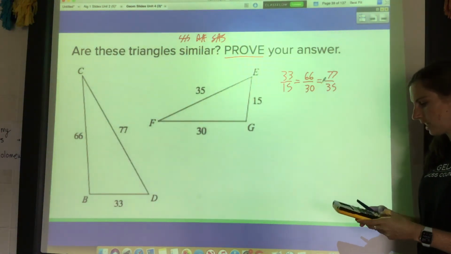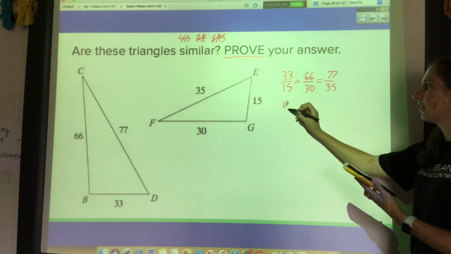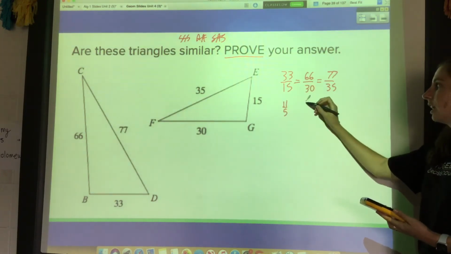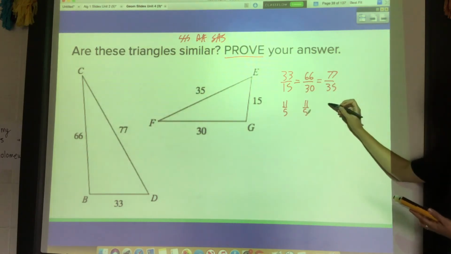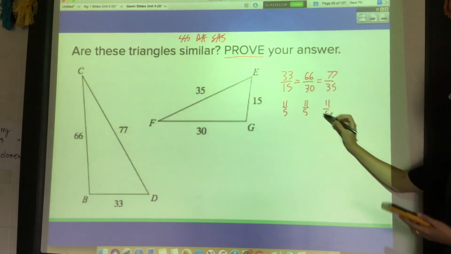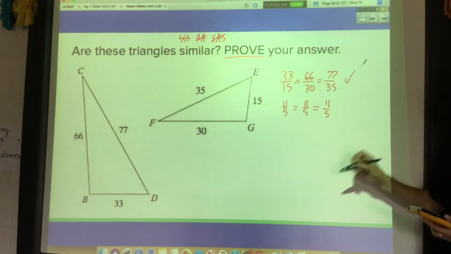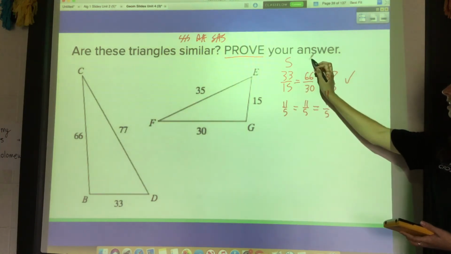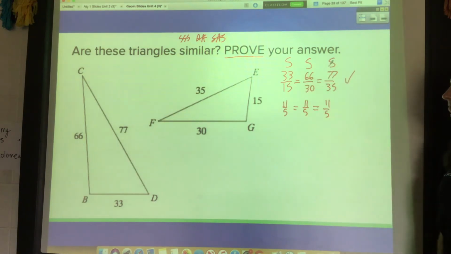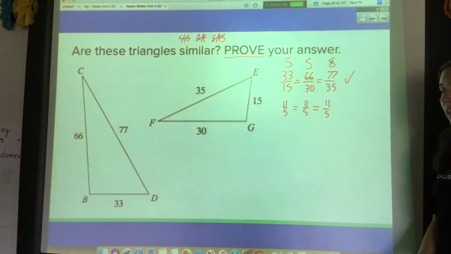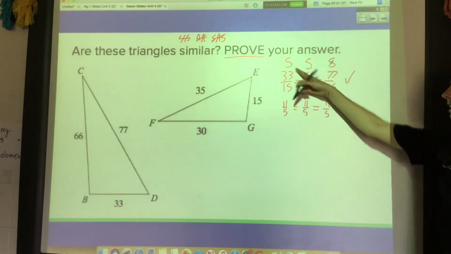33 divided by 15 is 2.2. Or you could just divide it by 3 and that would be 11/5. This is also 11/5 if you divide it by 6. And if you divide this by 7, it's also 11/5 or 2.2. So they do actually all equal each other. Like, check, this is a pair of sides and another pair of sides and another pair of sides. Side, side, side.